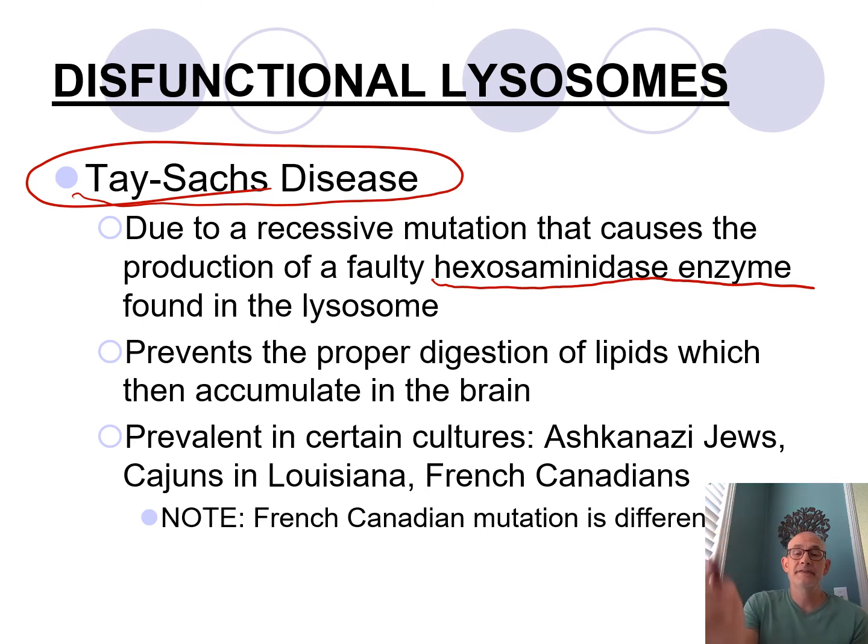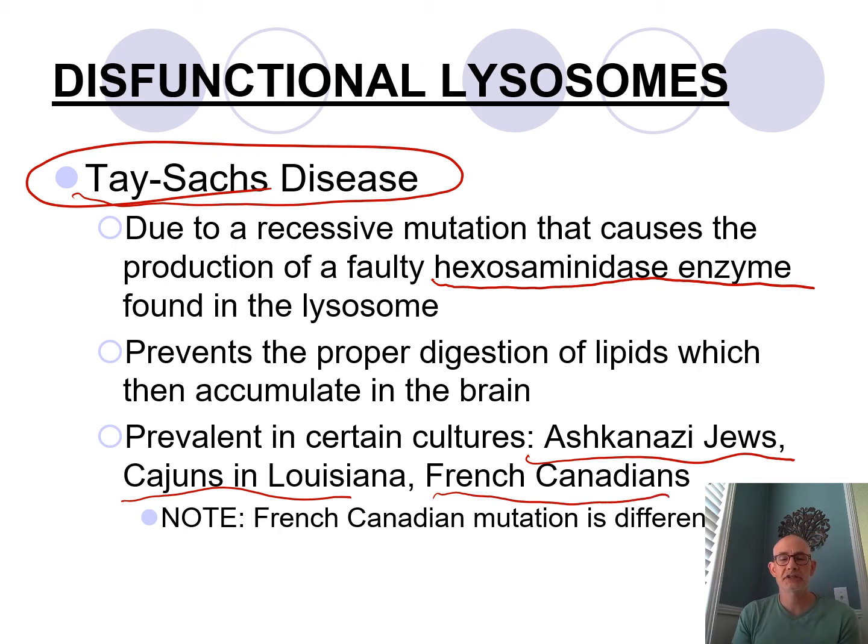This is typically found in specific cultures, specifically Ashkenazi Jews, Cajuns in Louisiana, and then in some groups of French Canadians. The Ashkenazi Jew and the Cajun mutation is actually the same mutation, but the French Canadian mutation is different. So this is the same disease from two different mutations, which makes it even more interesting. That is one type of genetic disorder.